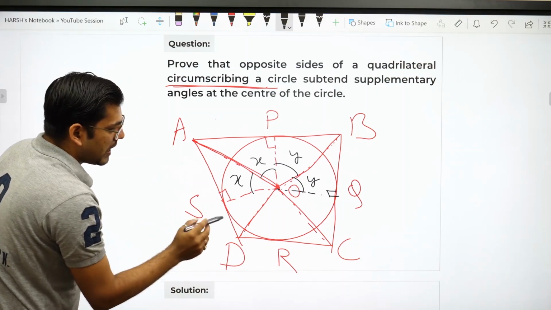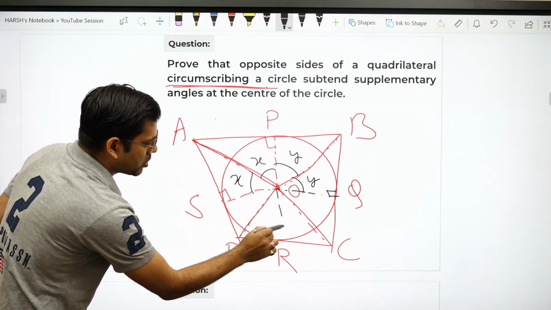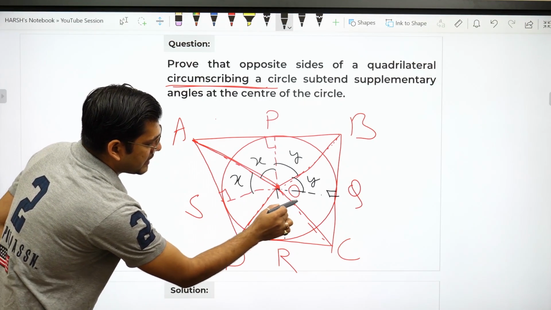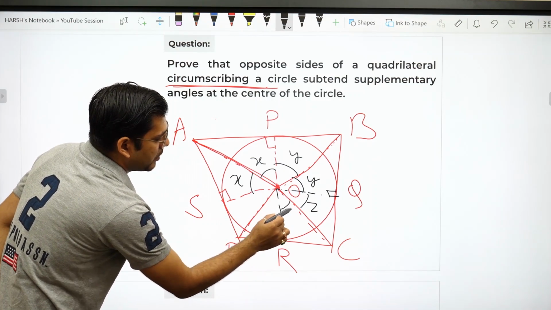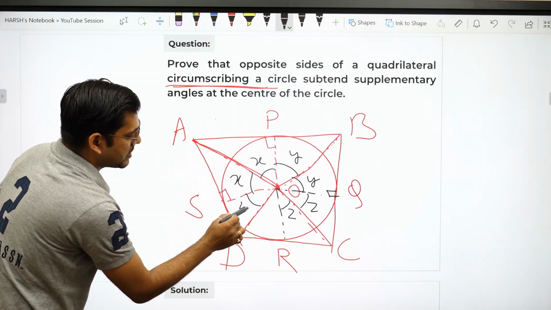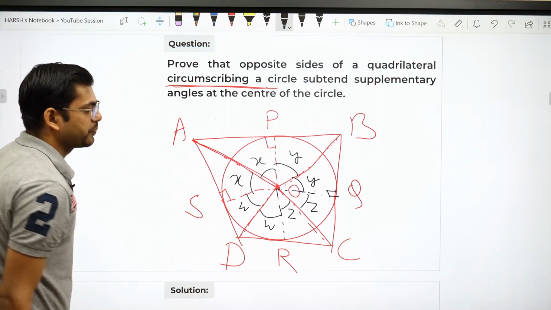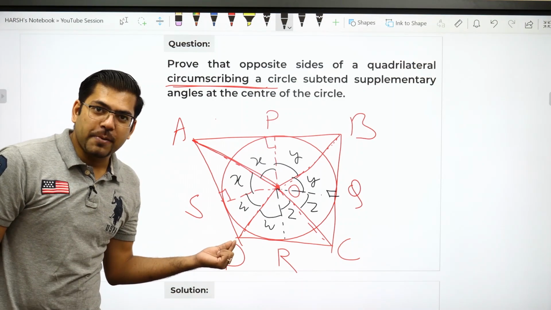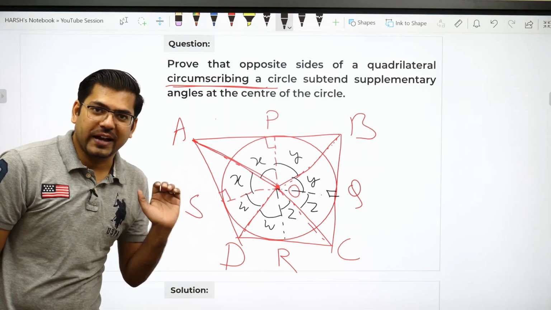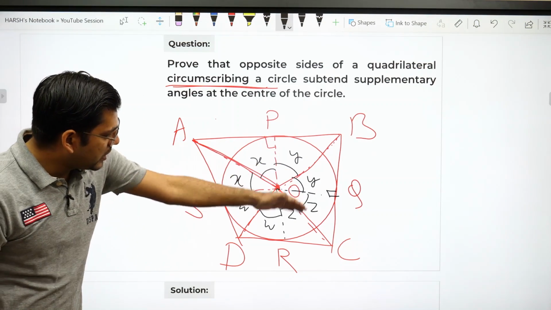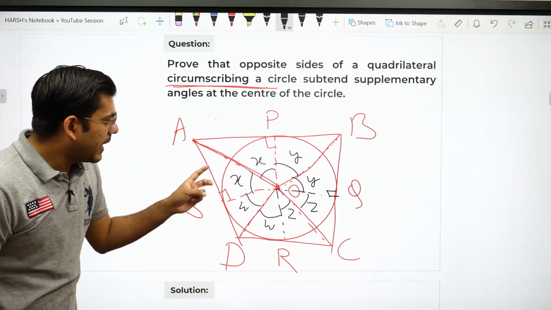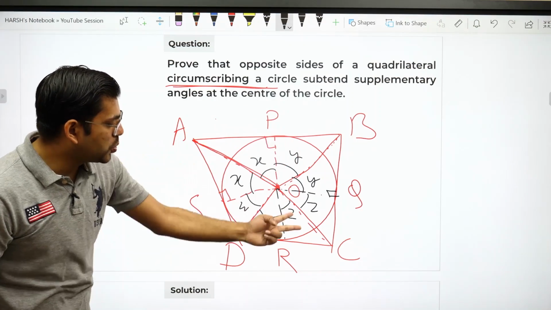Okay. Now again similarly, here also put a perpendicular. If this angle is z, then this angle will also be z. And if this angle is w, then this angle will also be w. Because from an external point, tangents always subtend equal angle at the center. Now you would have got all these angles. Here we have 2x, 2y, 2z and 2w.